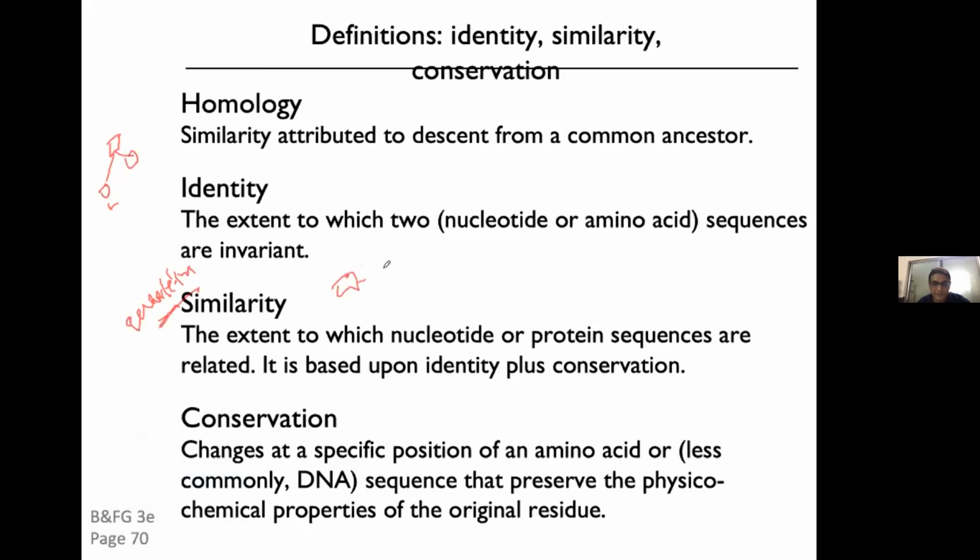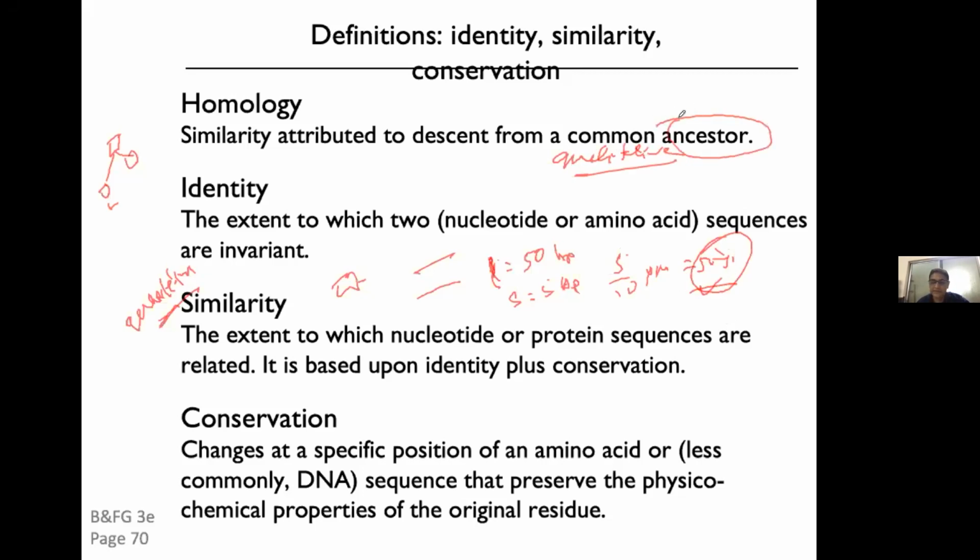Say for example, between these two sequences, the length of the sequences is, for example, 10 base pairs. The similarity is, for example, 5 nucleotides, 5 base pairs similar. So we can say 5 by 10, 50% similarity. But we can never say 50% homologous. Homology is qualitative. And as we said, they should come from the same ancestor.